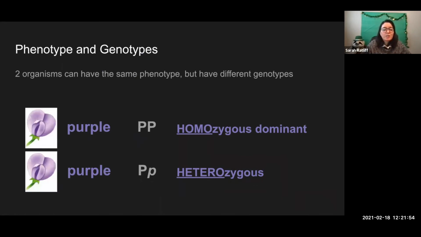Because our ratios can be different, this also means that 2 different organisms can have the same phenotype but have different genotypes. We know this because of dominance. So again, from our F2 generation, we have our homozygous dominant, big P, big P, and our heterozygous dominant, big P, little p. They have different genotypes, but they're both expressing that purple phenotype. Same phenotype, different genotype.